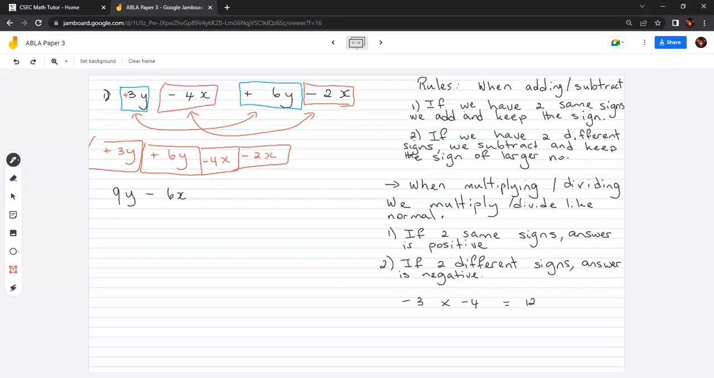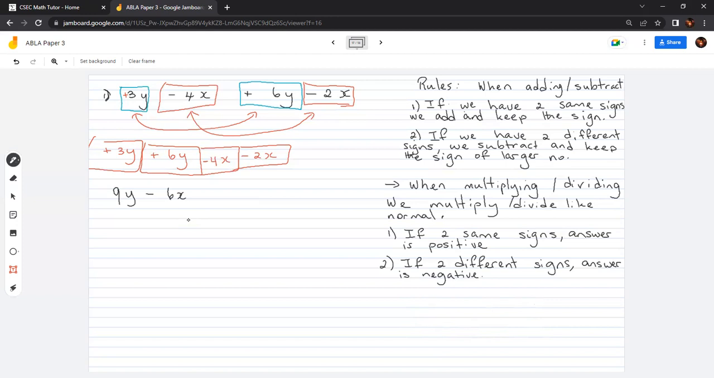If I had -6 times +2, multiply like normal. 6 twos are 12, but because one is positive, this one has no sign in front. So it's understood to be positive. Numbers are always either positive or negative. So because I have two different signs, your answer will be negative. Same for division. You divide like normal, but if you have two same signs, answer is positive. If you have two different signs, answer will be negative.